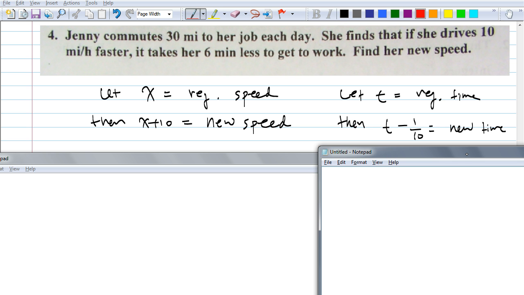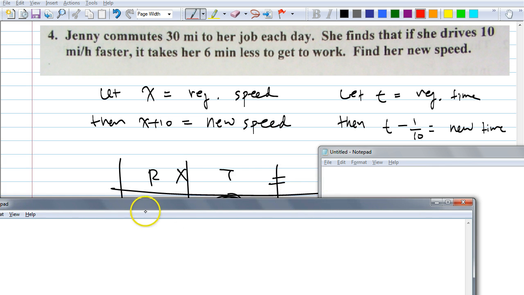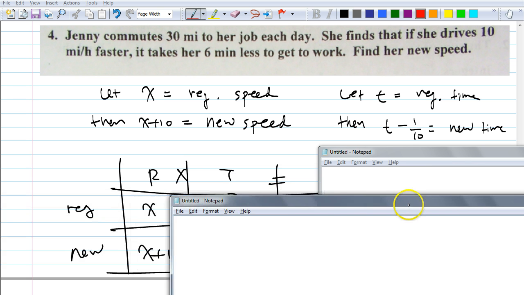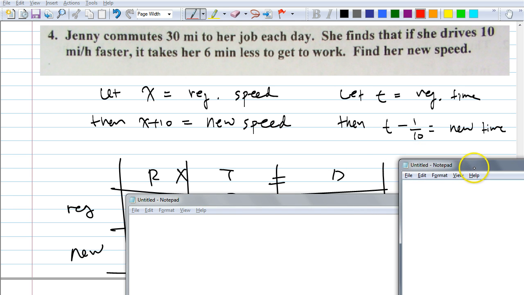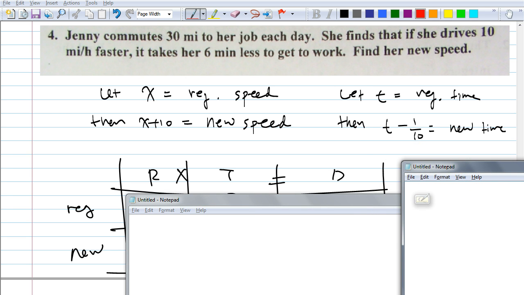Now, do you think we're going to need to use the RTD chart for this one? Yes. Go ahead and fill out this RTD chart. Rate times time equals distance. You guys already forgot that? So there's the regular way she drives, and then the new way, where she goes faster. Go ahead, everybody fill it out and see what you get. I'll give you some time.